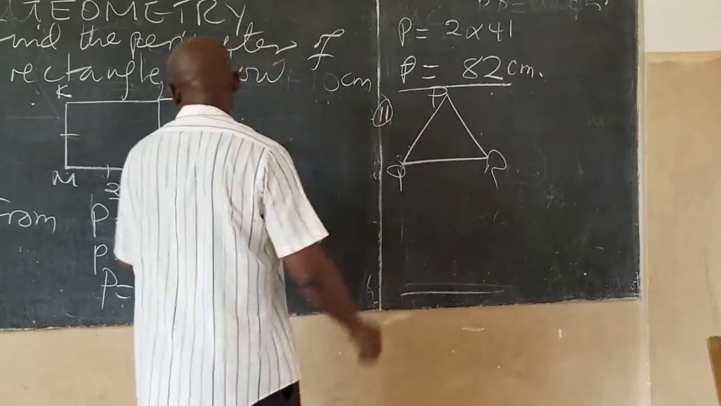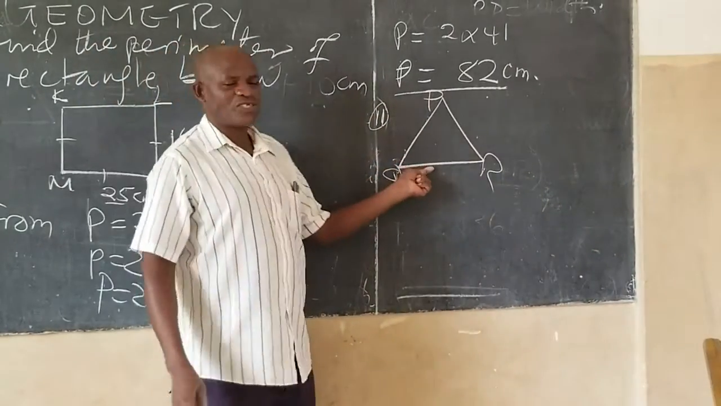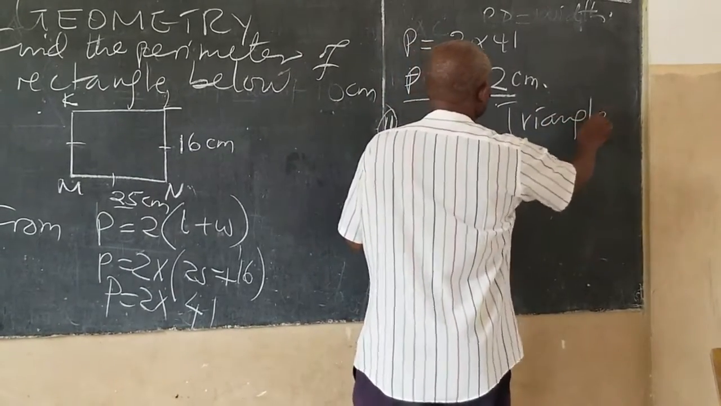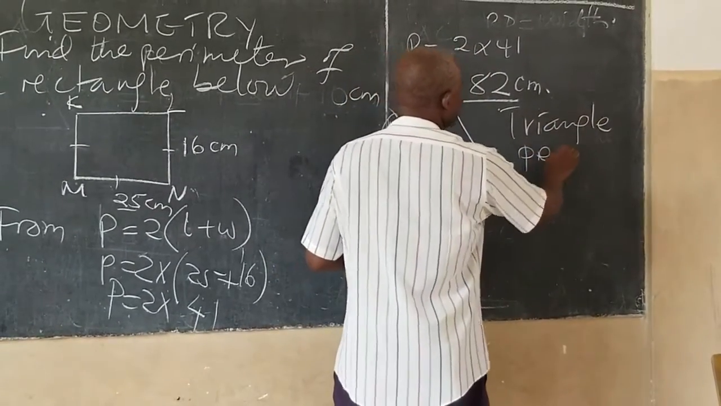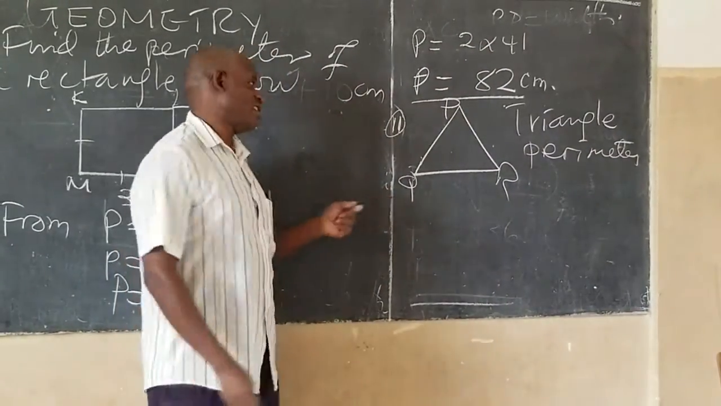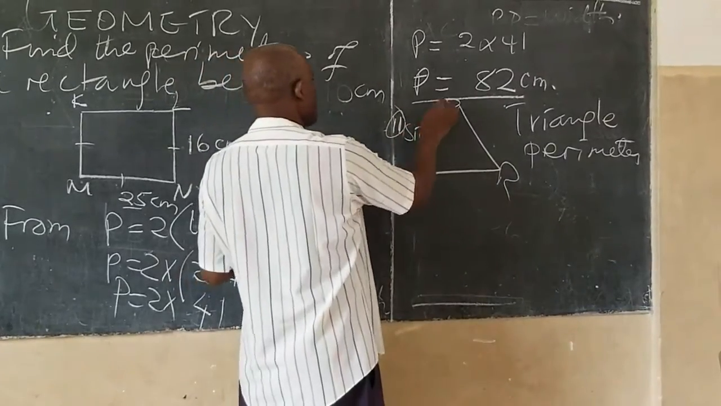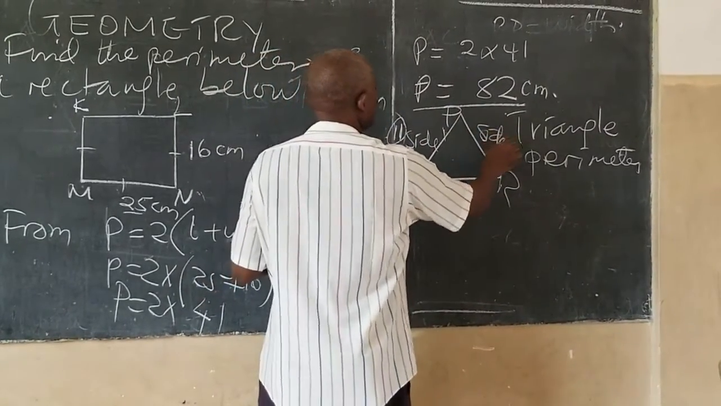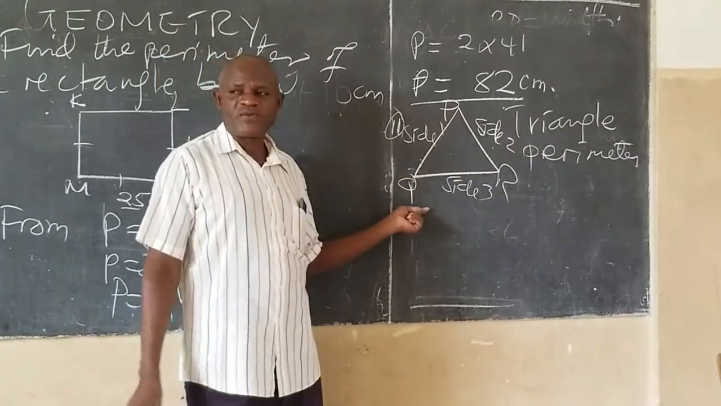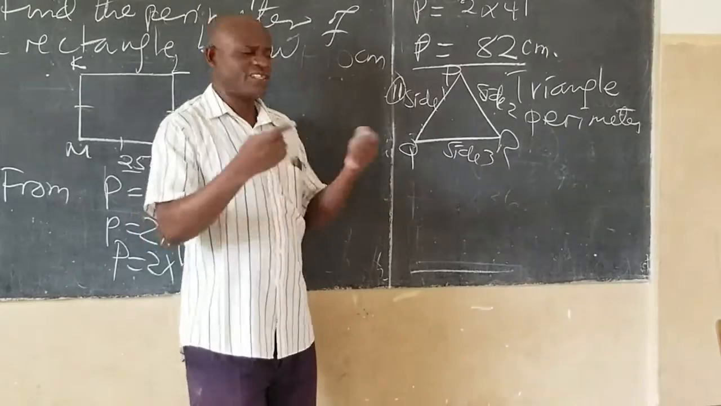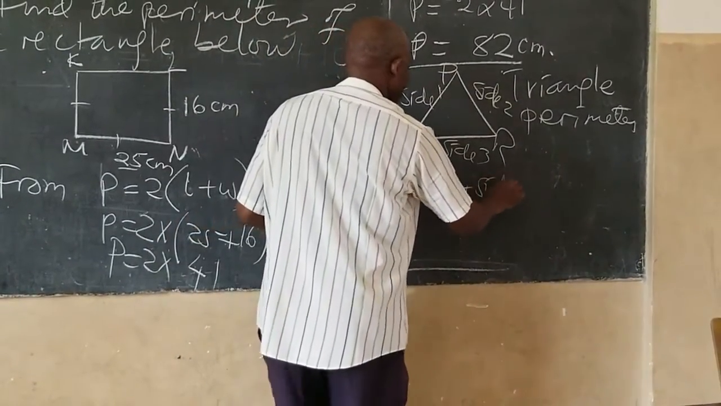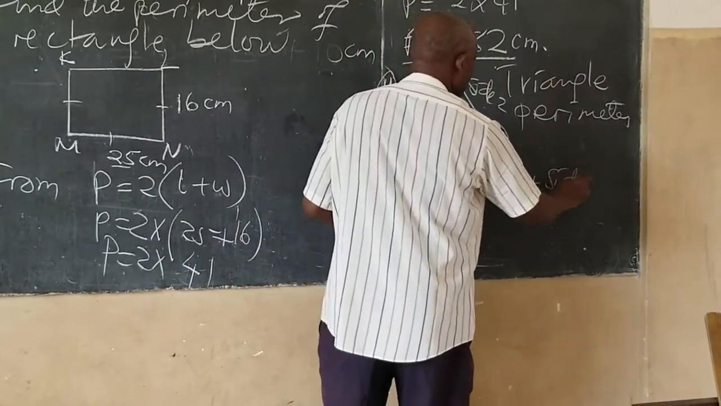After rectangle, we have to see this is a triangle. How to find the perimeter of this triangle. Now the triangle has 3 sides. This means this is side 1, this is side 2, and this is side 3. Now to find the perimeter, you should add all the sides. Now this is side 1 plus side 2 plus side 3.